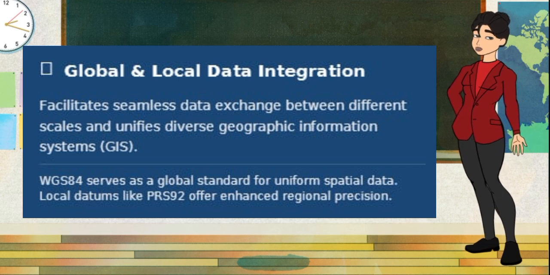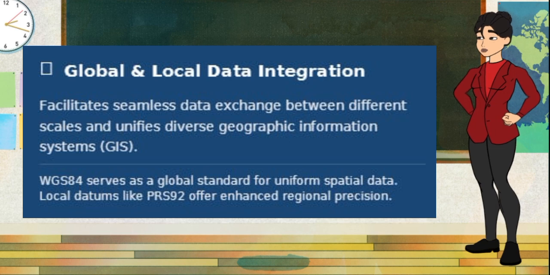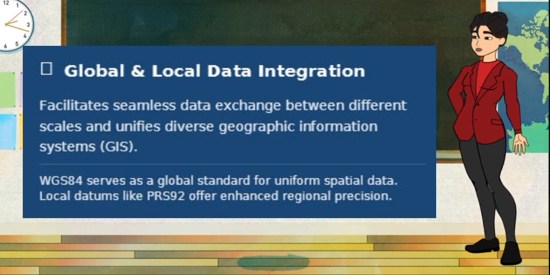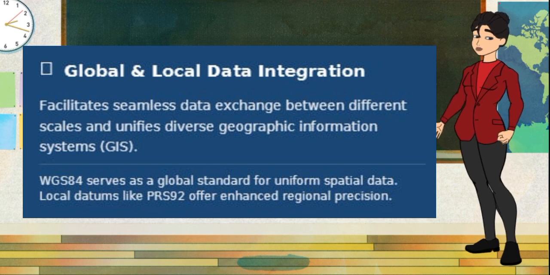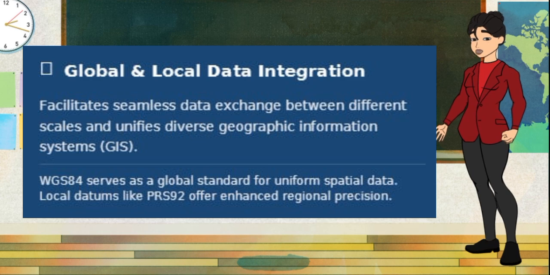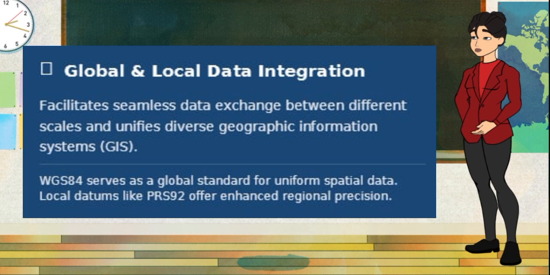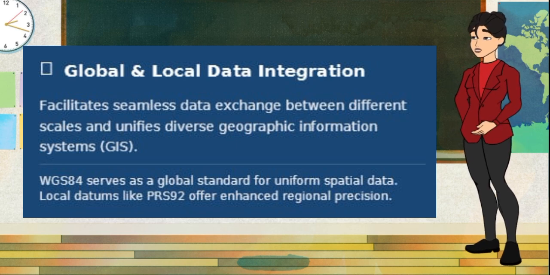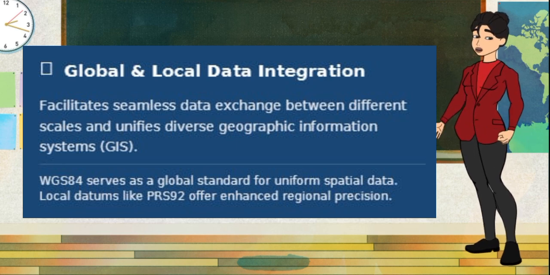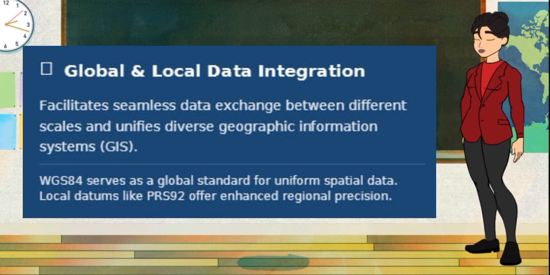So the reference coordinate systems allow global and local data integration, meaning it unifies the geographic information system, or what we call the GIS. Just like, for example, the WGS 84 that serves as a global standard for uniform spatial data. So we also have the local datums that are used in specific regions, specific countries. Here in the Philippines, we use PRS 92 that offers a regional precision.